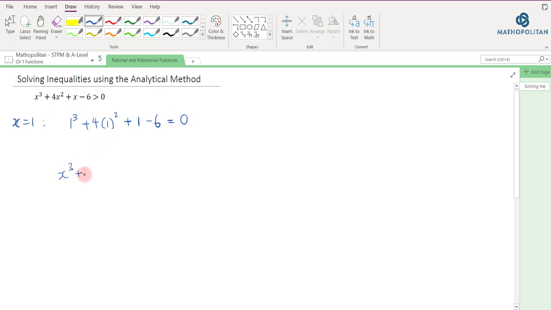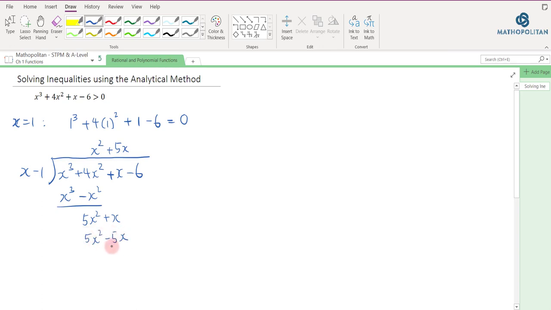So we can use long division to solve. In this case, we divide by x - 1. We first substitute x^2, so that's x^3 - x^2. Then 4x^2 minus negative x^2, that is 5x^2, plus x. So we add 5x here, so that is 5x^2 - 5x. Then x minus negative 5x, that is 6x - 6. Then we add 6 here, so that is 6x - 6, so we get 0. So that's long division.